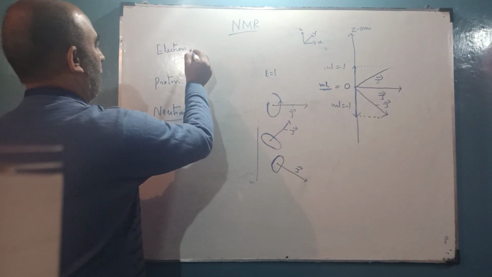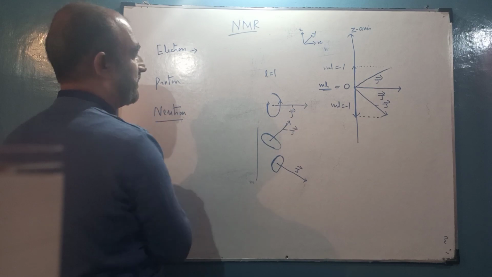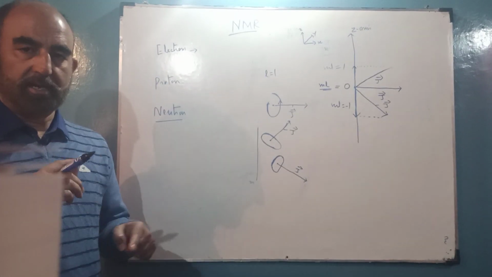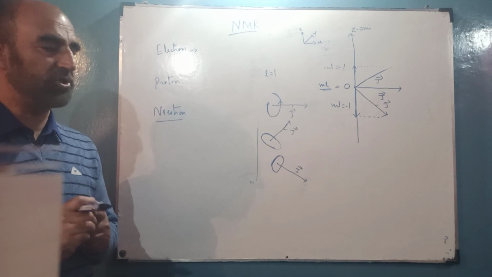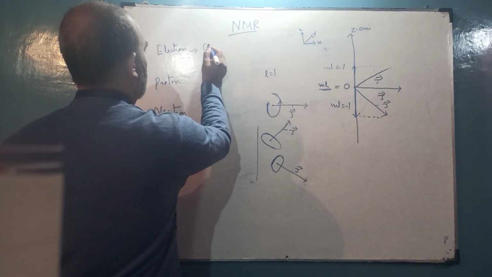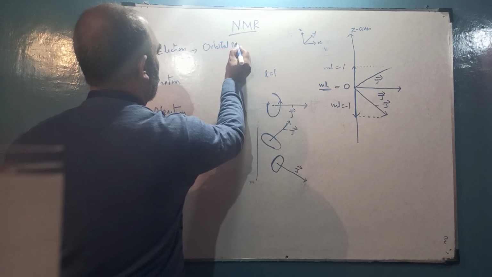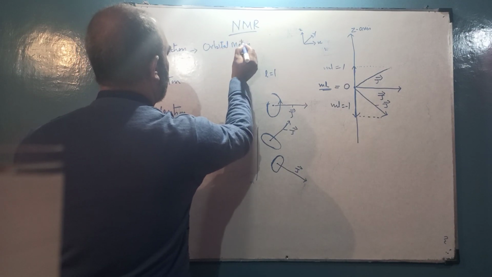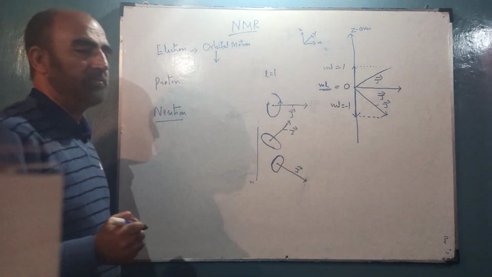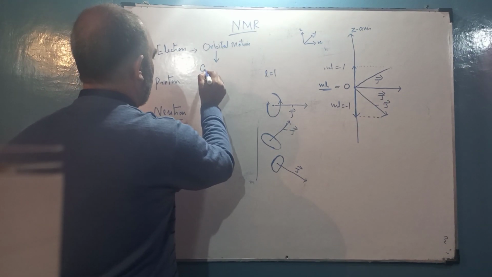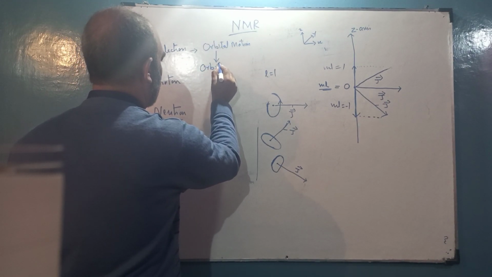Now the electron can have two types of motions. We can say the electron can rotate about the nucleus, having orbital motion. So the electron has orbital motion, and this orbital motion will give rise to angular momentum, and that angular momentum is called orbital angular momentum.